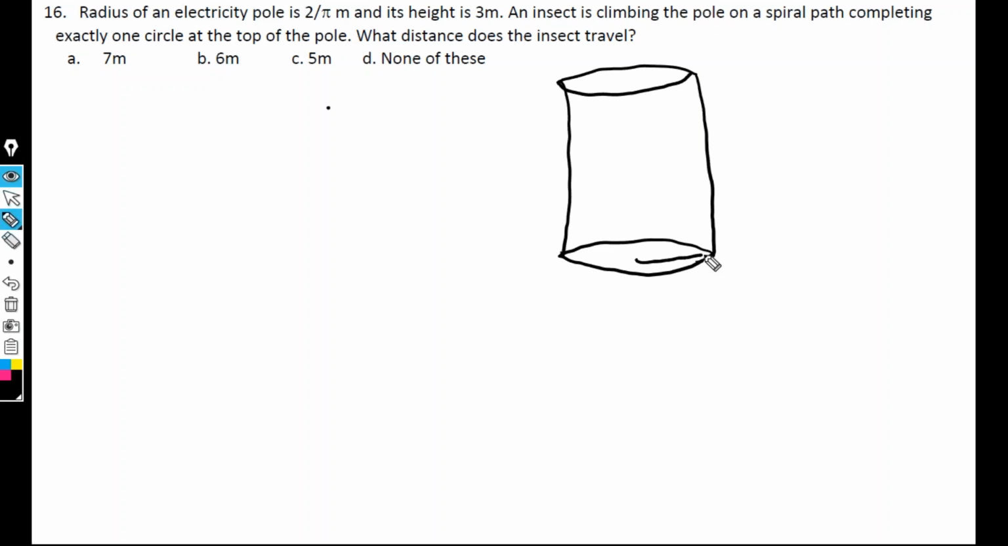So here the radius is given to you, it is 2 upon pi, and the height is given to you, 3 meters. An insect is climbing the pole on a spiral path, completing exactly one circle at the top of the pole. So let's say if the insect started from this point, it will just complete one spiral and reach the top of the pole. I hope this part is clear to everyone. It will just complete one spiral.